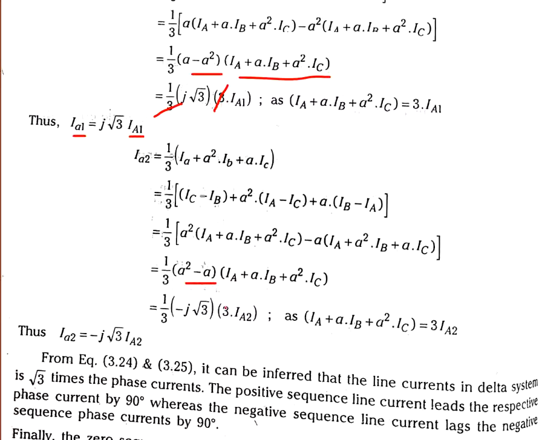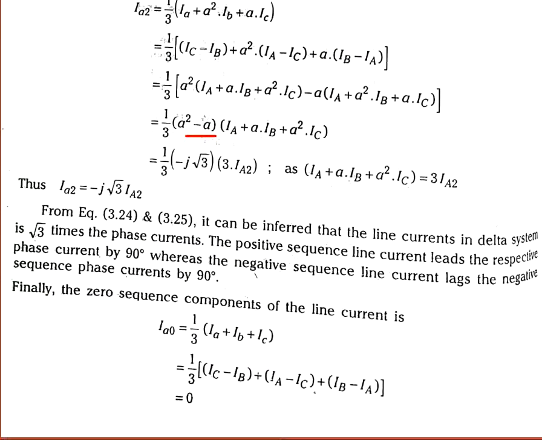So what is the difference here? There you will get plus j root 3. Here you will get minus j root 3. What does the difference mean? The positive sequence component of line current will be leading by 90 degrees, while in the negative sequence components the line current and the phase currents are lagging by 90 degrees. That is the only difference.